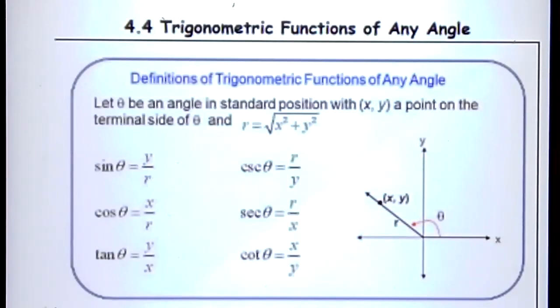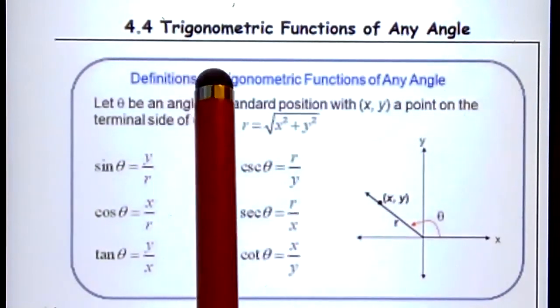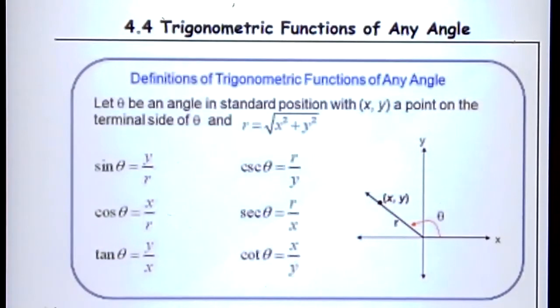As you look at this worksheet with our notes on it, 4.4 trigonometric functions of any angle, it's really what we have already talked about, but now our radius is not necessarily 1 like on a unit circle. So when our radius is not 1, my sine is not going to be just y. My cosine is not going to be just x.